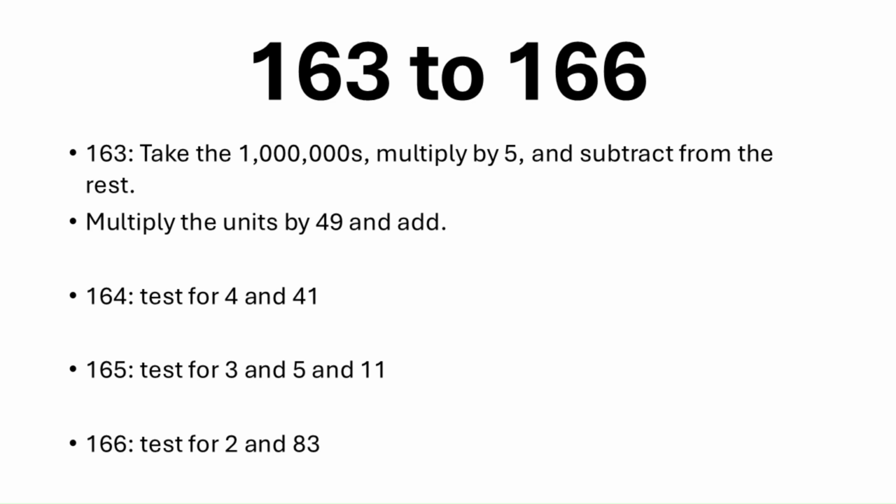163, take the 1 millions, multiply by 5, and subtract from the rest. Multiply the units by 49 and add.